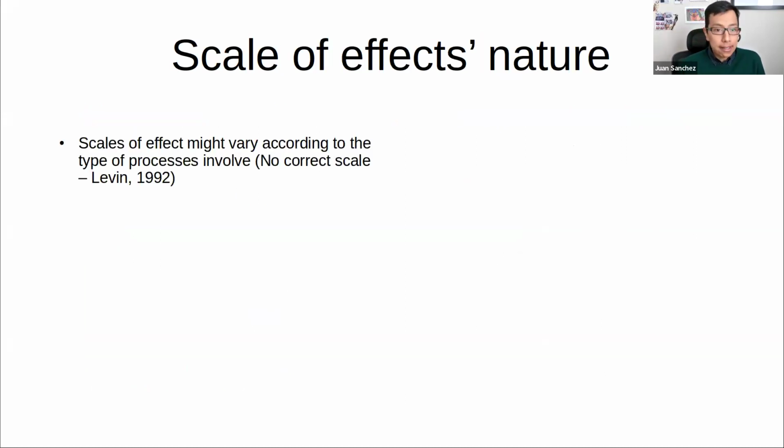Well, continue with that. The scale of effect has a certain nature that we have to take into account. So first, there is no scale of effect that is correct for all ecological processes. The scale of effect varies according to the ecological process, which is kind of evident when we think about processes that occur across space and time at different scales. So you cannot study all ecological processes using only one scale.